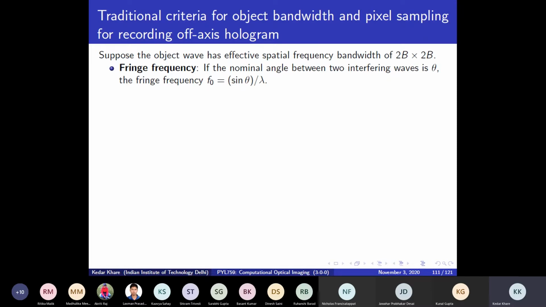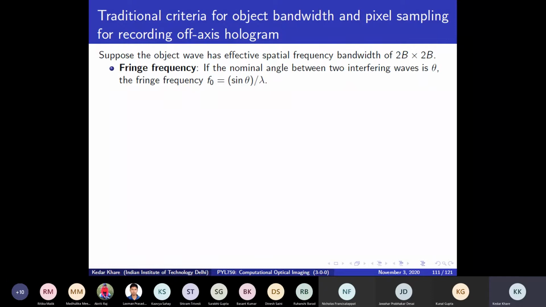And so first, I want you to convince yourself that if you take two plane waves and the angle between the two plane waves is theta, then the fringe frequency is given by sine theta by lambda. Can you work this out? Suppose I take two plane waves. One is going along the z direction, and the other is going along an angle, so the k vector is making angle theta in the xz plane, for example.